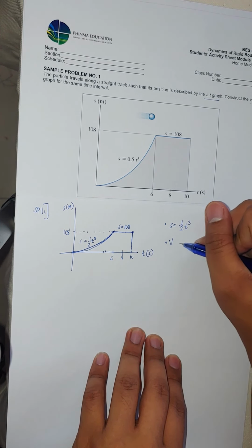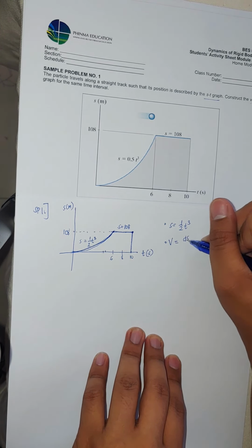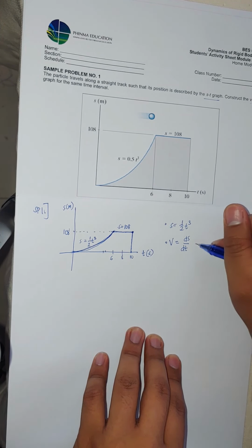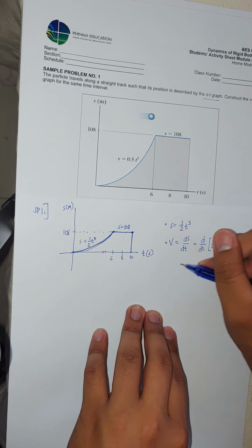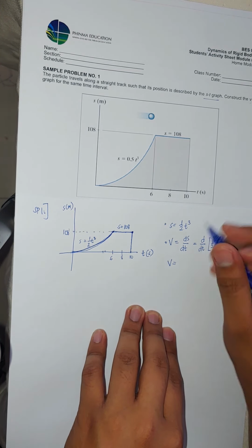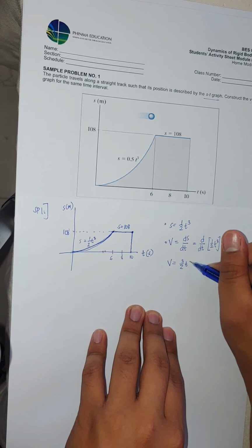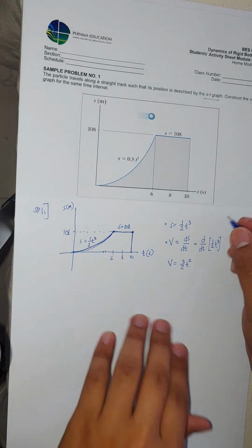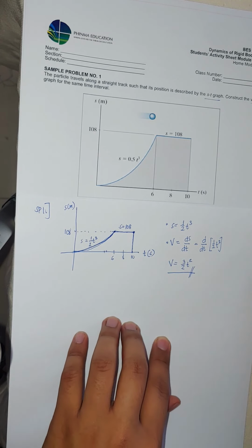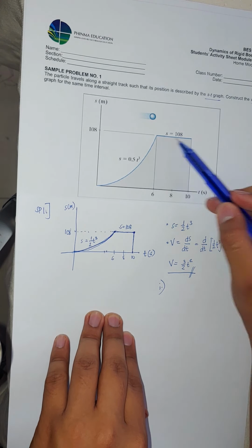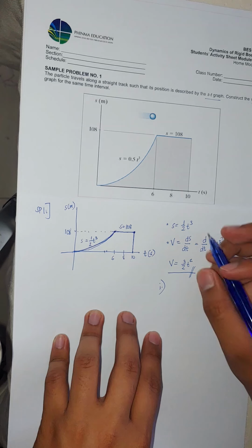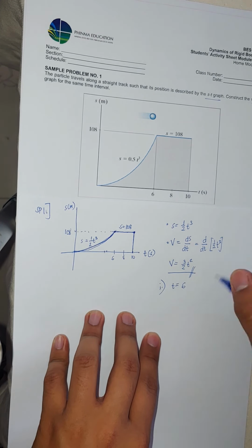So to get the velocity, velocity is just equal to the derivative of the position with respect to time. If we differentiate 1/2 t cube by power rule, we get a velocity equal to 3/2 t squared. Yes, we have 3/2 t squared. So that is the equation. Then we construct the graph at the same time interval, so we have 6 seconds and then time at 10 seconds.